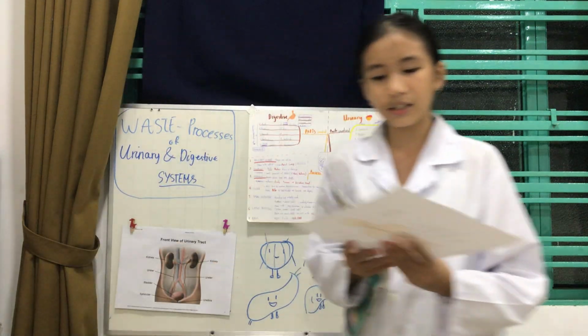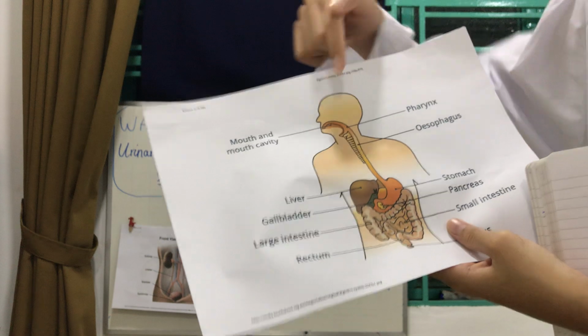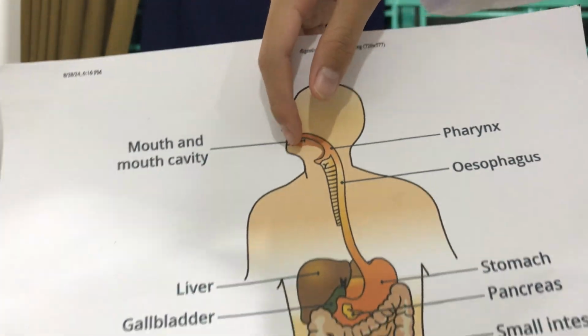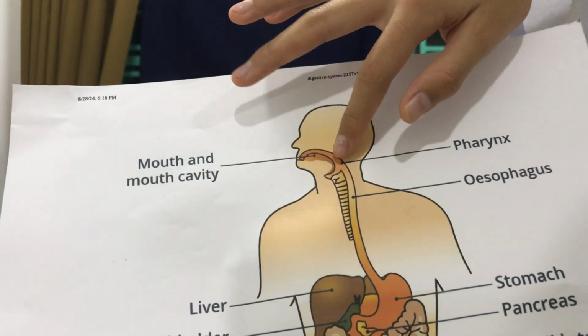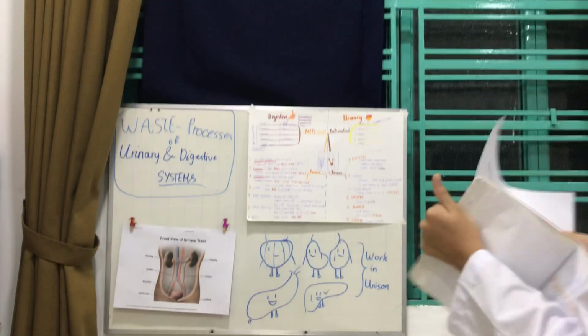The esophagus is a long tube that carries the bolus from here. Here is the mouth cavity or the oral cavity, and then it carries it to the stomach. That is a very long tube.